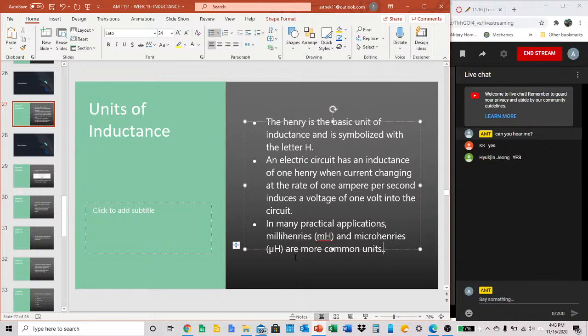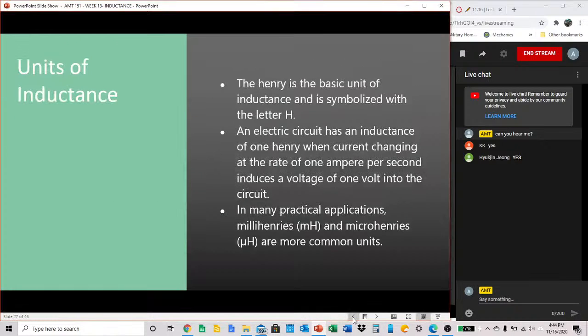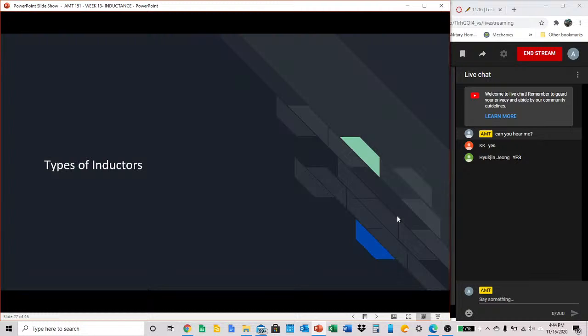Okay, so often you will see millihenry and microhenry, which remember is symbolized by a lowercase m and a capital H for millihenry, and for microhenries this symbol, kind of like a U for micro, and your capital H. Inductance is measured in henries.